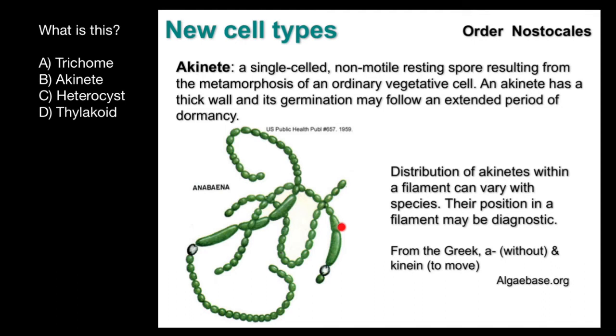If environment becomes unfavorable, some of the cells, those usually next to heterocyst, also change their function. We call them Akinete. This is a single-celled non-motile resting spore resulting from the metamorphosis of an ordinary vegetative cell. An Akinete has a thick wall, and its germination may follow an extended period of dormancy, sometimes 20, 30, even 50 years. Distribution of akinetes within the filament can vary within a species.